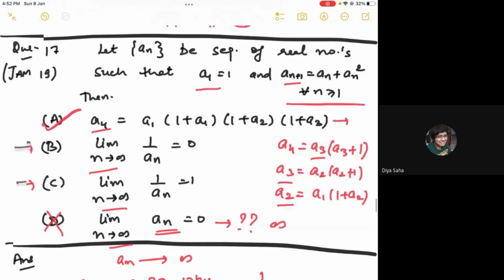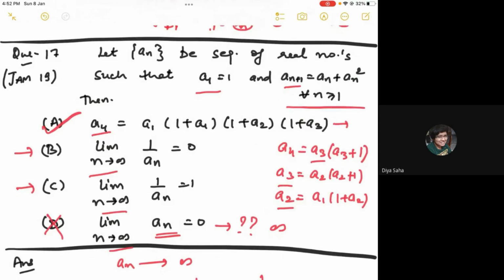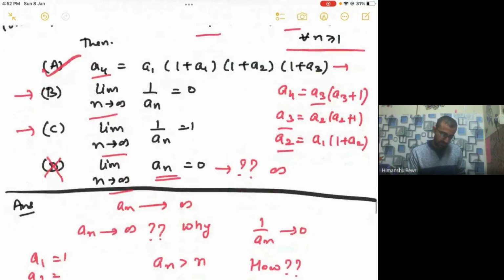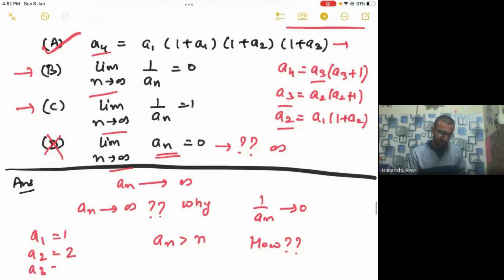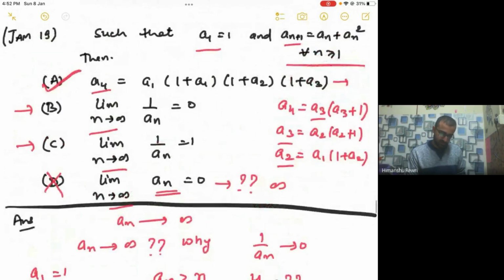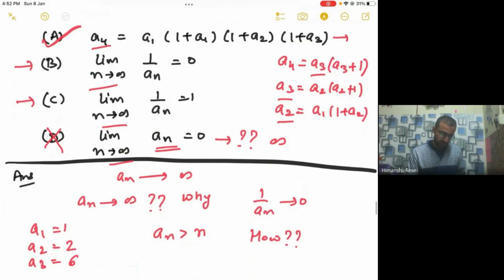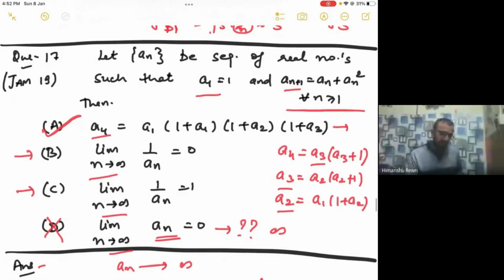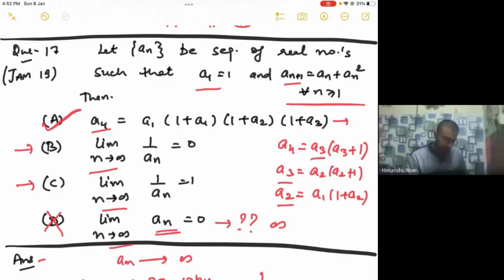So A1 is 1 here, then A2 is what? 2. So directly from here also we can say that n tends to infinity. So there is no question in that. I have done this question in another way. Anyway, let's go to question number 18. I hope that question number 17 is clear.